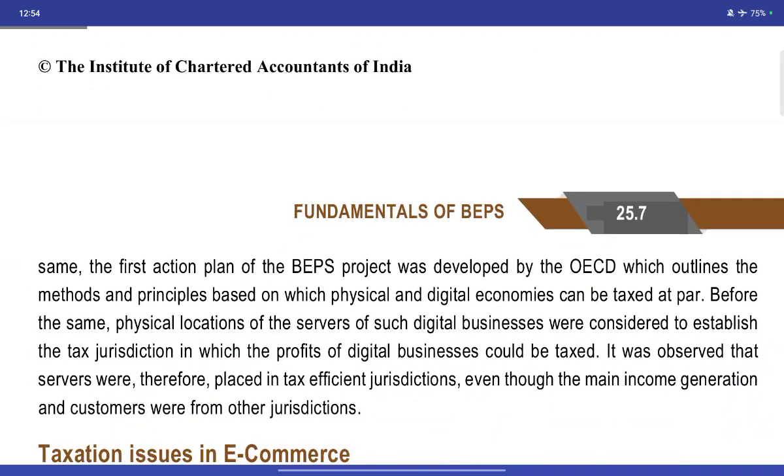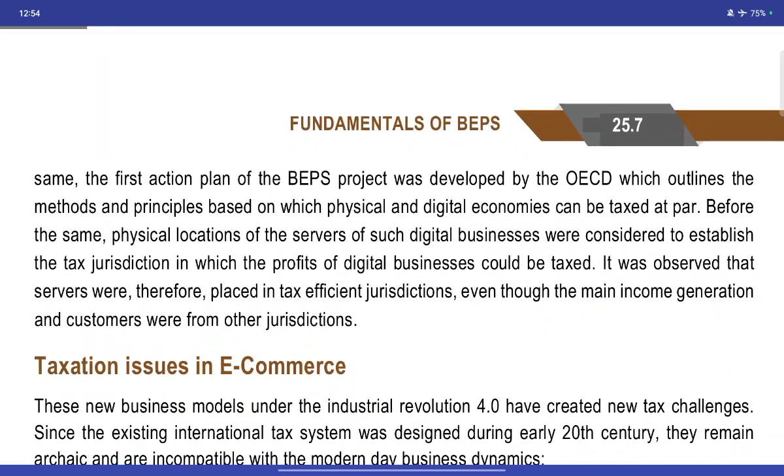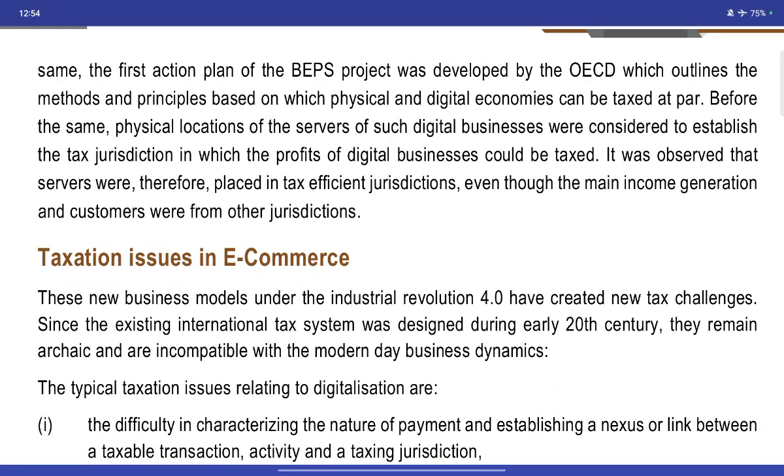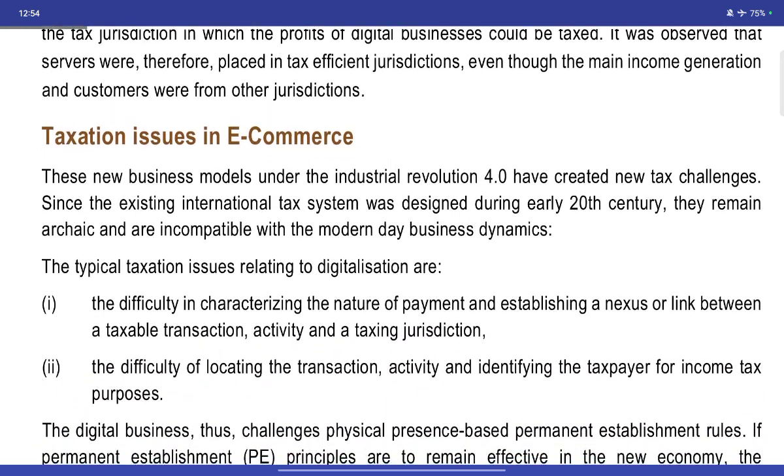To address the same, the first action plan of the base erosion and profit shifting project was developed by the OECD, which outlines a method of principles based on the physical and digital presence to be taxed accordingly. Before this, the physical location of the servers of the digital business was considered to establish the tax jurisdiction in which the profit of the digital business would be taxed. As a result, the servers were placed in tax efficient jurisdictions, even though the main income generated from customers would come from other jurisdictions.